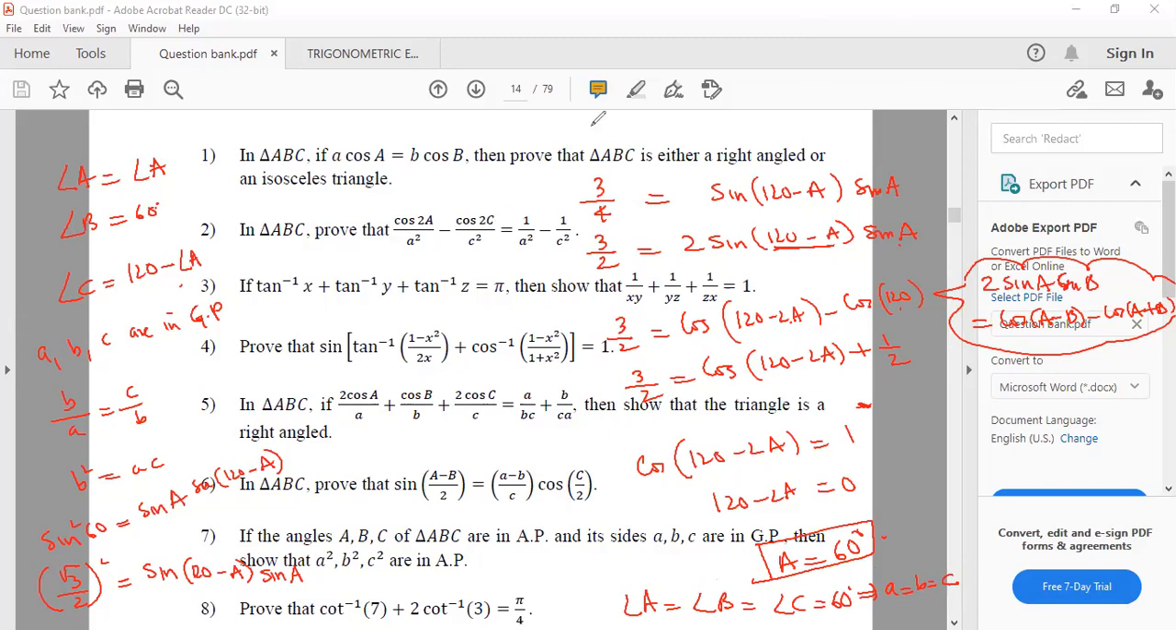Fine. So A square, B square, C square. So A square equal to B square equal to C square. So B square minus C square equal to C square minus A square equal to A square minus B square. Therefore A square, B square, C square are in AP. For only an equilateral triangle, angles are in AP and sides in AP or GP, whatever you say.